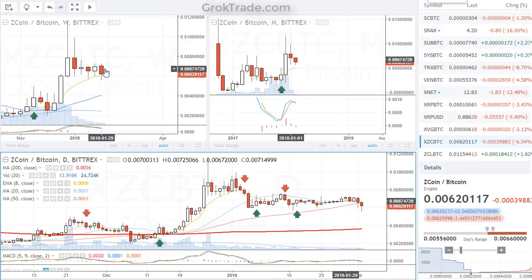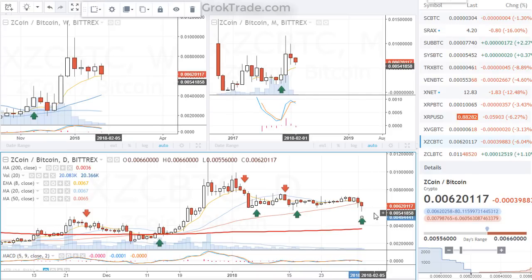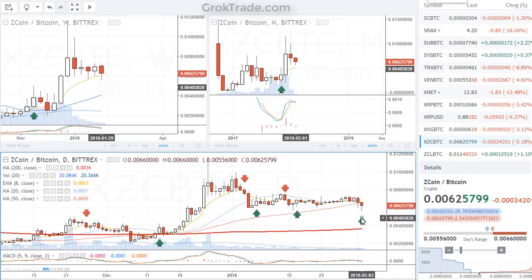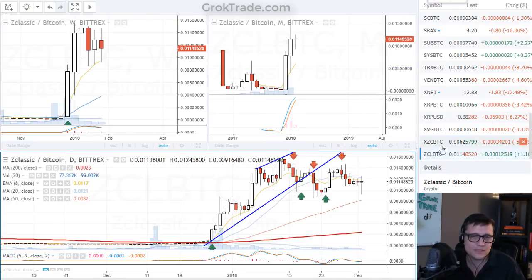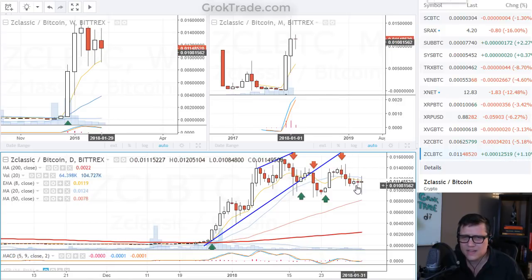XZC, high base on the weekly, like that a lot. But I put a buy on the daily too. Oh, I already have a buy on it. Wait, the buy is already there. I don't have to do it again. So that's good.